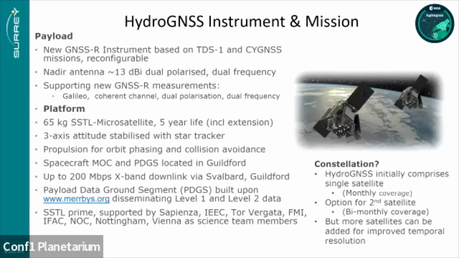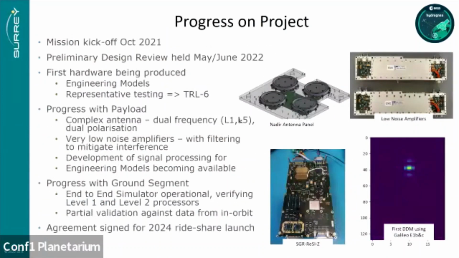So initially we're funded to provide a single satellite. There is an option for a second satellite, which we are busy discussing at the moment, but more satellites can be added to improve the temporal resolution. The progress is going well. We had the kickoff last October. We had the preliminary design review, May, June. We're heading into the critical design review now. The first hardware is appearing. We have engineering models, and we're trying to achieve technology readiness level 6 on all systems.